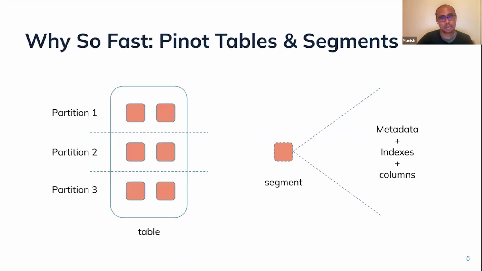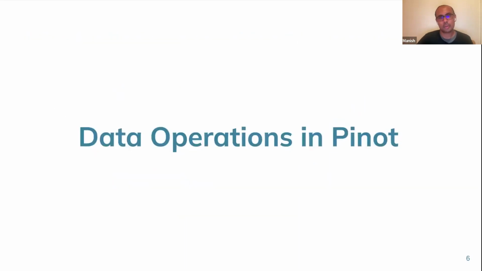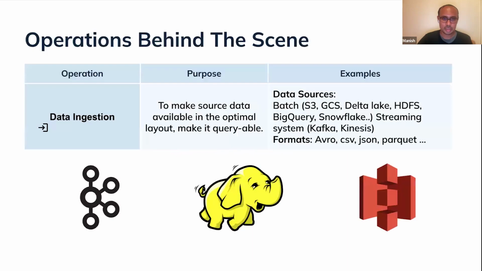So before going into Minion, let's look at what the operations in Pinot are. We can look at the operations, and then we can see where Minion fits in. There are three fundamental operations. The first one is data ingestion. Obviously, when you want to query the data, you first need to ingest the data. It can be from a batch source or a streaming source or whatever. There are so many sources available, and data can come in various formats as well. So data ingestion is the first operation.